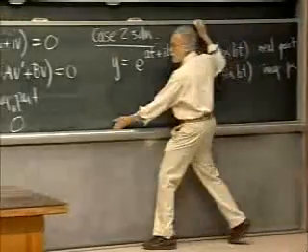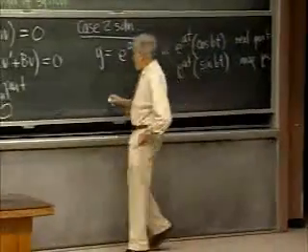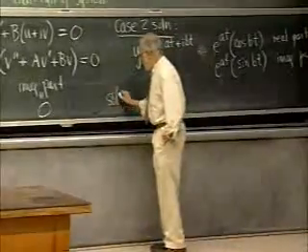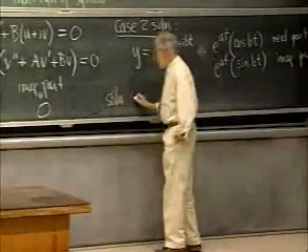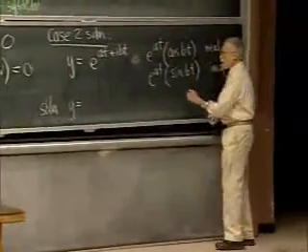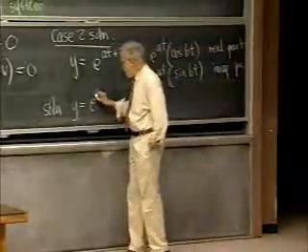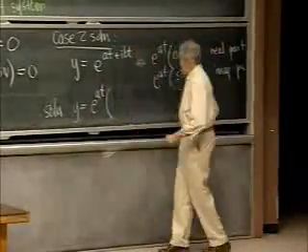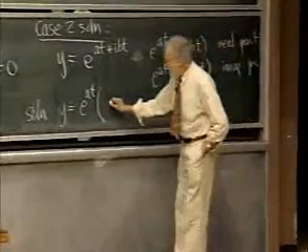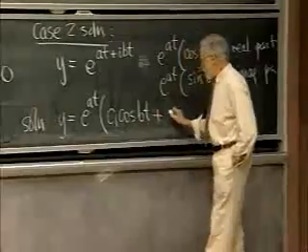And therefore both of these must be solutions to the equation, and therefore the general solution to the ODE is y equals, now you've got to put in the arbitrary constants. It's a nice thing to do to factor out the e to the at. It makes it look a little better. And so the constants are c1 cosine bt and c2 sine bt.